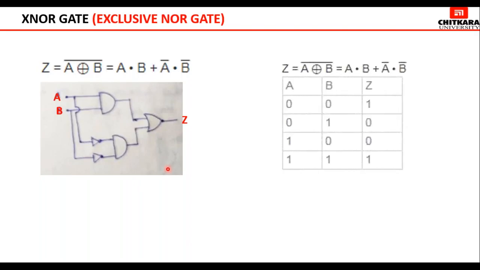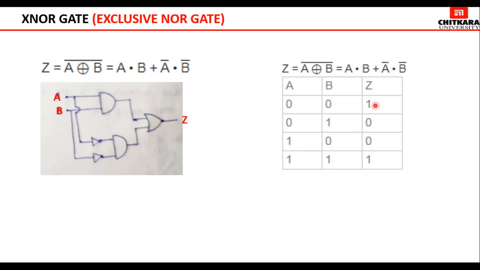Okay, let's look at the logic truth table. So when both the inputs are zero, let's check. Zero into zero is zero. Zero complement is one. So one into one is one.